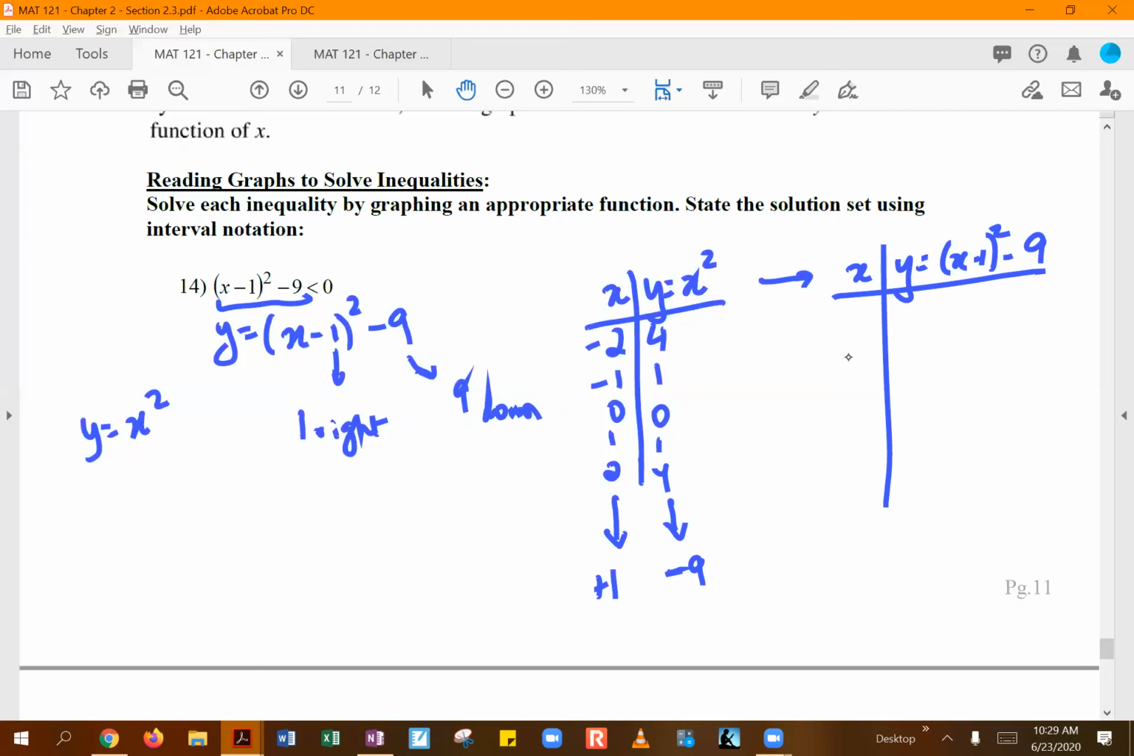Yeah, very good, Lori. So -2 plus 1 will give you -1. -1 plus 1 will give you 0. 0 plus 1 is 1. 1 plus 1, of course, is 2. And 2 plus 1 will give you 3. Very nice. And then once you're done subtracting 9 from the y values, what are we going to get?